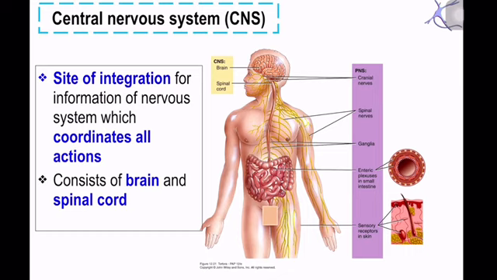Just now, we had identified that a nervous system consists of central nervous system, CNS, and peripheral nervous system, PNS. So, what is the function of CNS? CNS is the site of integration for information in the nervous system, which will coordinate all the body actions. And it includes the brain and spinal cord.